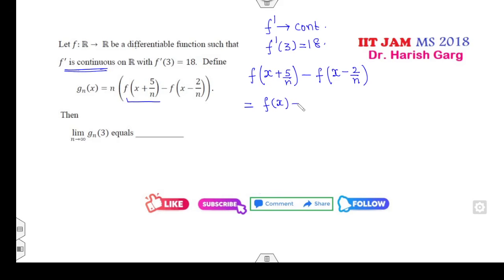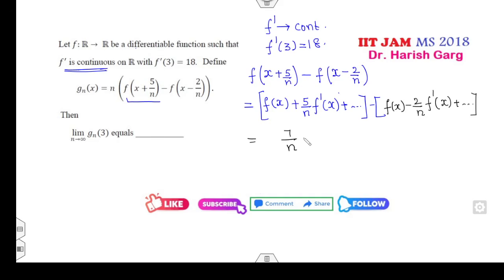So f(x + 5/n) is f(x) + 5/n f'(x), and minus f(x - 2/n), which is f(x) - 2/n f'(x), and so on. So f(x) will be cancelled out. 5 plus 2 is 7, so 7/n f'(x) plus 1/n² f''(x) and so on, times any constant number.